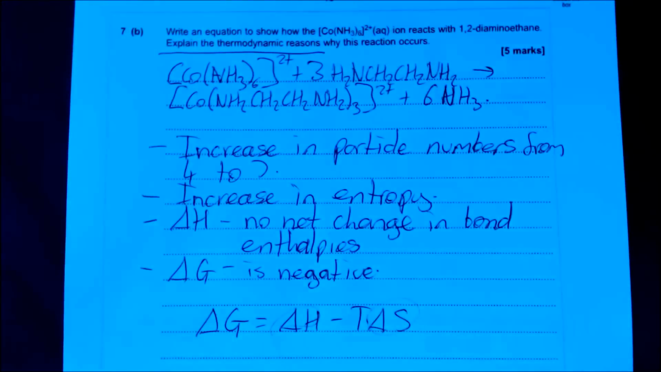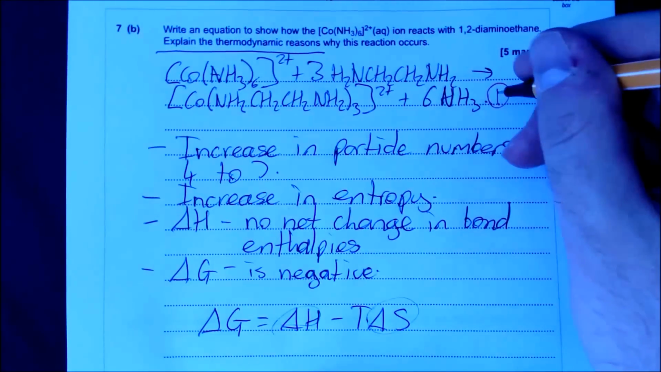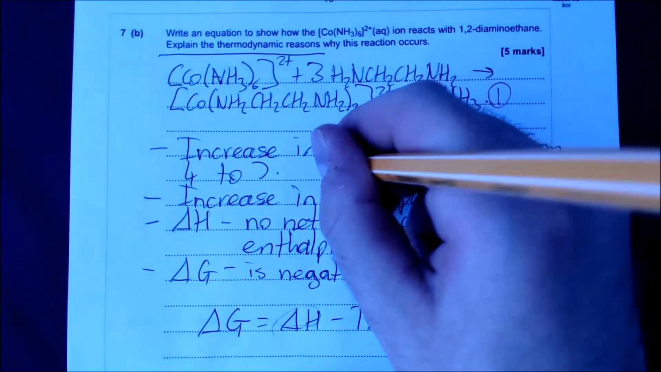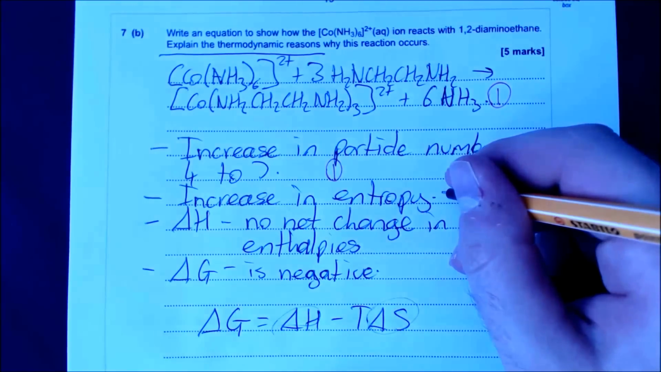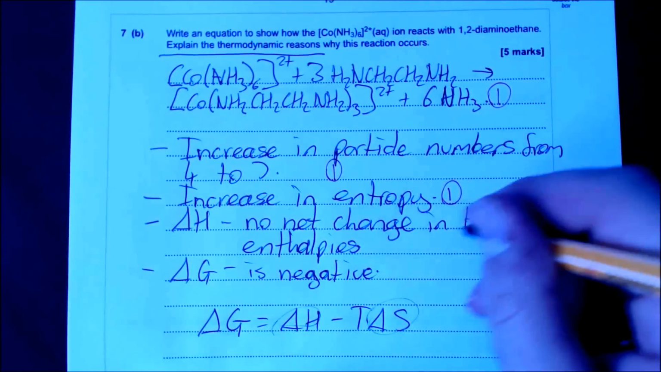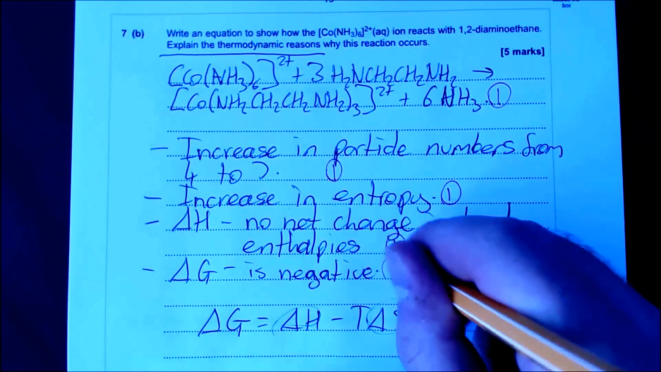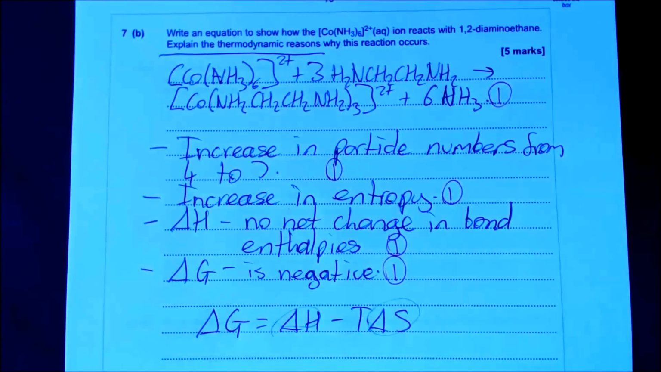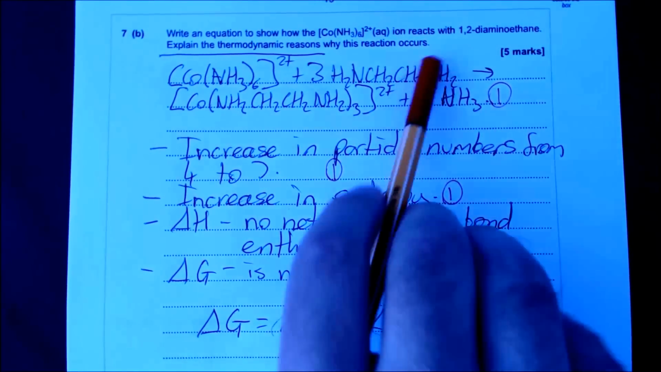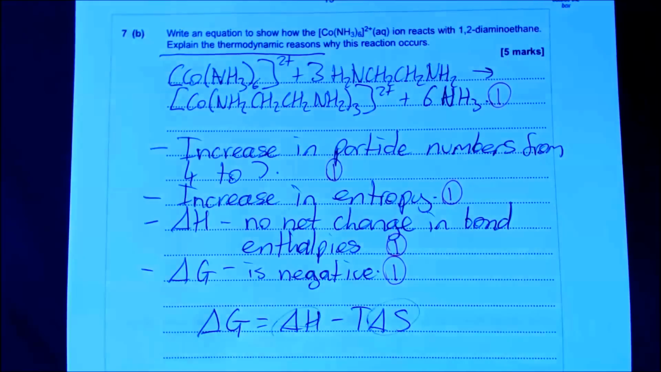Okay, so what we need to do is assign our marks. We have 1 mark for saying 4 to 7, 1 mark for saying increase in entropy, 1 mark for comment on entropy, and 1 mark for stating delta G. And you can see that's got us 5 marks there, which is pretty cool. Okay, so on to the next one.